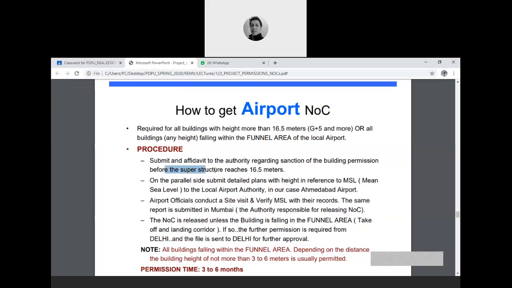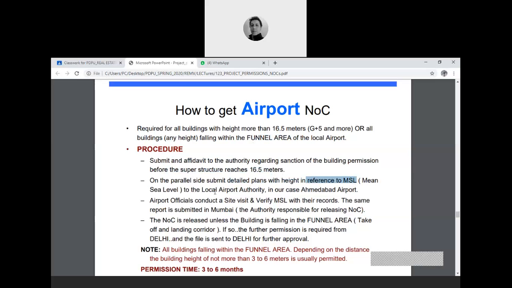Usually this is done before your building reaches 16.5 meters. So you can continue construction of your frame structure until you reach this height. But at this height, you need to stop if your airport NOC has not arrived. And on the parallel side, you need to submit all detailed drawings with the height in reference to the mean sea level. That is the level they consider for the height of the building.